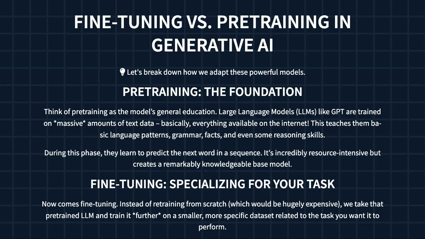Okay, so let's talk about how we actually make these incredibly powerful AI models useful for specific jobs. First, there's pre-training. That's where the model gets its general knowledge base, like a really comprehensive education in language. It's trained on an enormous amount of text from all over the internet and learns to predict what words come next. It's a huge undertaking. Then comes fine-tuning. Instead of starting completely fresh, we take that already smart model, after all its general learning is done, and give it targeted training on a smaller dataset related exactly to what you want it to do.